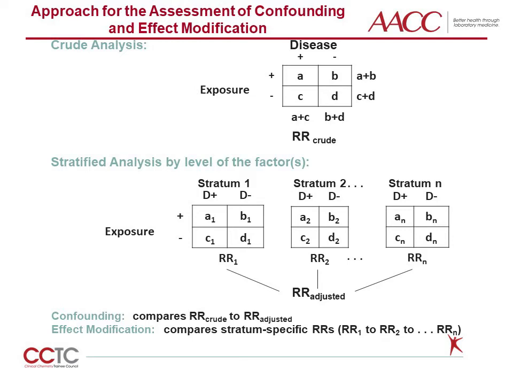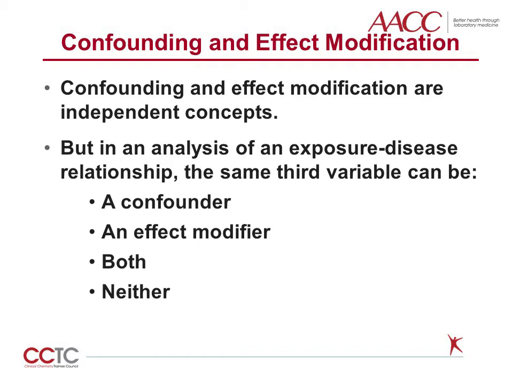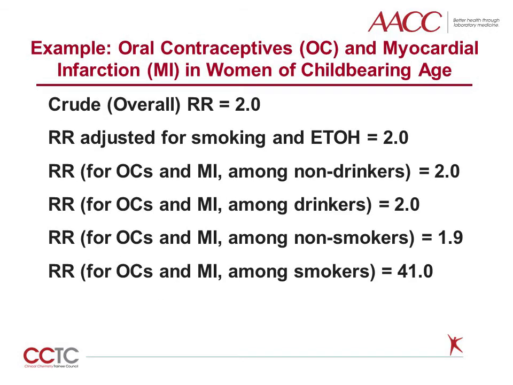To assess confounding, you compare the crude to the adjusted relative risk. To assess effect modification, you compare those stratum-specific relative risks to see if they differ or not. So confounding and effect modification are independent concepts. But the complexity of it is, in an analysis, the same variable can be a confounder, an effect modifier, both a confounder and effect modifier, or neither a confounder nor an effect modifier.